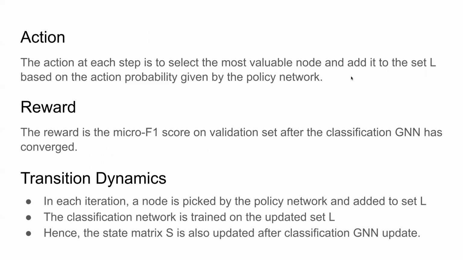The transition dynamics are hard to define, but we know that in each iteration, the set L is updated. As the model is trained on the set L, the classification model is also updated. Hence, the state matrix S is also updated, so we move to the next state in each iteration.